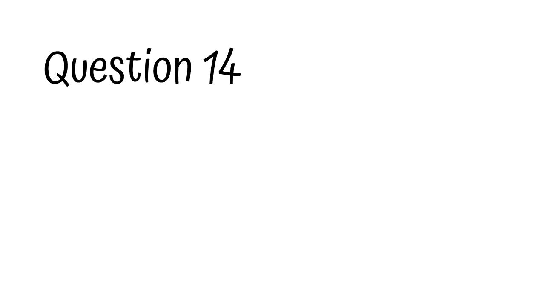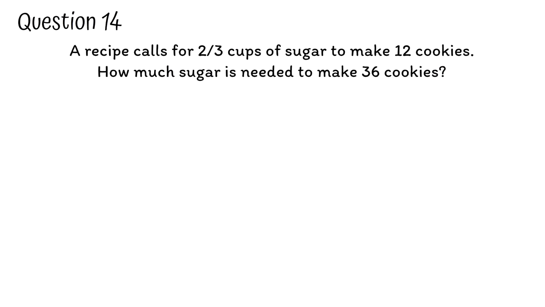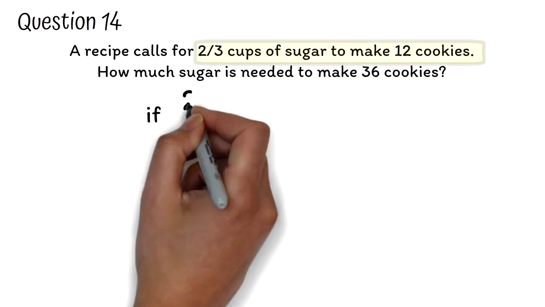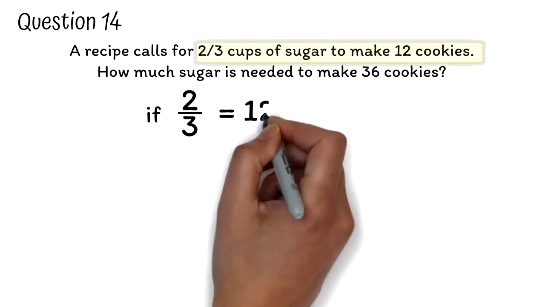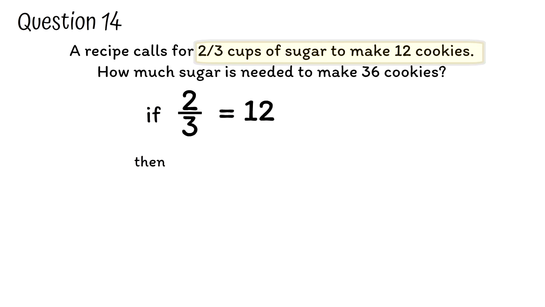Question 14. A recipe calls for 2/3 cups of sugar to make 12 cookies. How much sugar is needed to make 36 cookies? To pass any standard test, you have to be very familiar with word problems. Considering our question, we are given that 2/3 cups of sugar make 12 cookies. If 2/3 cups of sugar makes 12 cookies, then we can represent the cups of sugar needed to make 36 cookies as x.